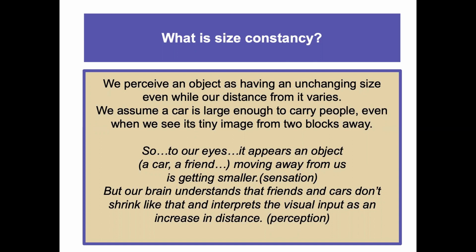So to our eyes, it appears an object, whether a car or a friend, moving away from us is getting smaller. That's what our sensory system is seeing, that it's smaller, but our brain is perceiving it a little bit differently. Our brain understands, based mostly on our previous experiences, our prior knowledge, that friends in cars don't actually shrink, right? Kind of weird if we thought that. Our brain interprets the visual input as just an increase in distance. And that's a great example of the difference between sensation and perception.